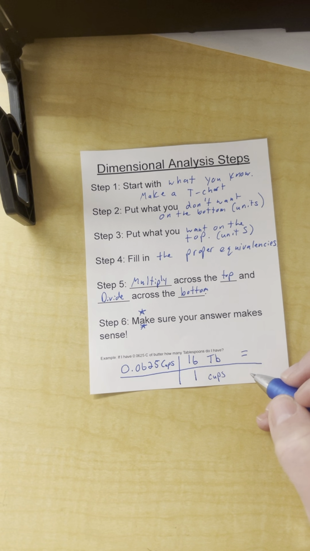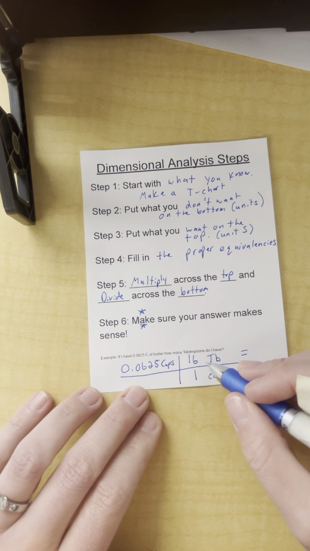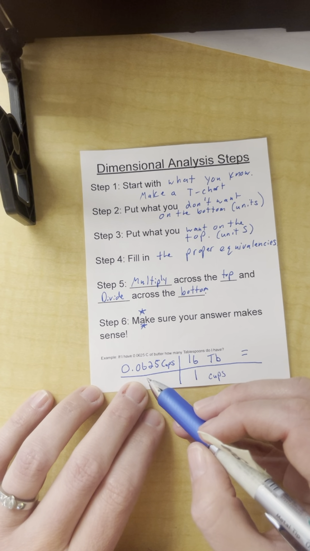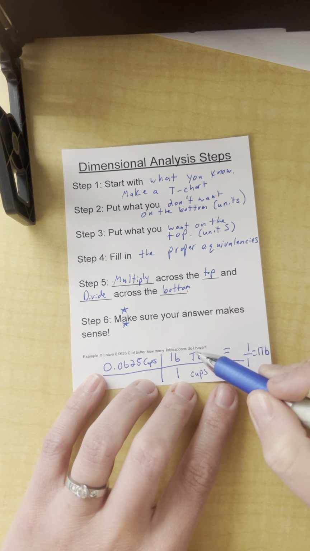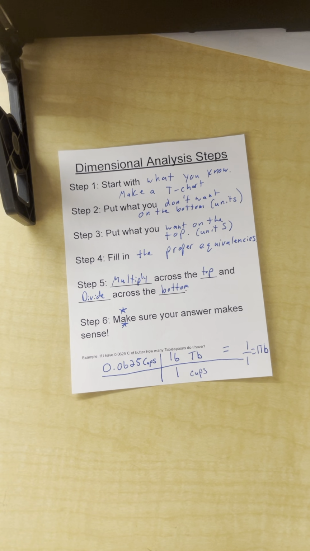So here we go. If you grab out a calculator, okay, you're gonna take 16 times 0.0625. You ready for this? 1. Okay, so 1 divided by 1, what's that equal? 1 tablespoon. They won't always be that easy, but for this one, it's just 1 equivalency. Okay, now let's try that in a different way on our next worksheet.